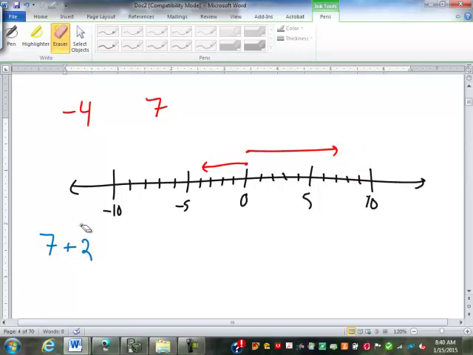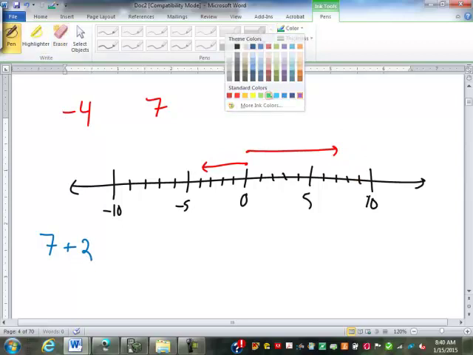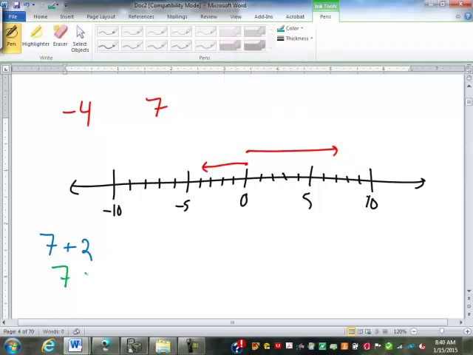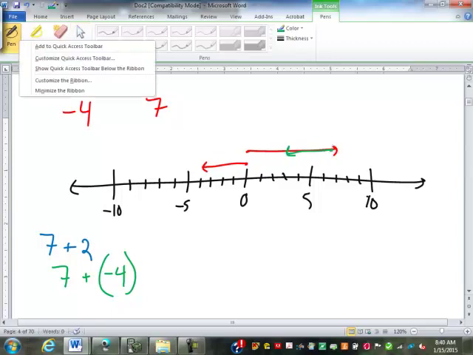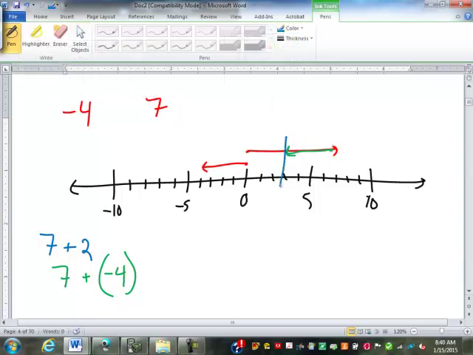Well, then what would happen if we did 7 plus a -4? In your book, you'd probably put parentheses around the -4 just to separate it. So we've got the vector for 7. We have the vector here for -4. Combining those, just like before, only since they go in opposite directions, they don't build up to make a longer one. They cancel out to make a shorter one. We end up at 3. 7 plus -4 is 3.